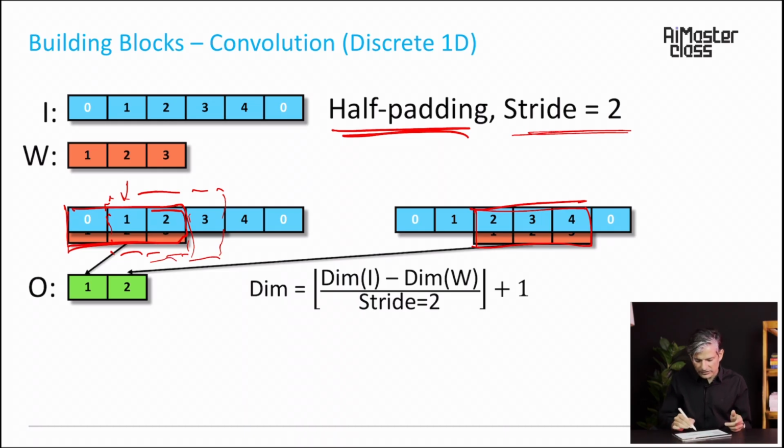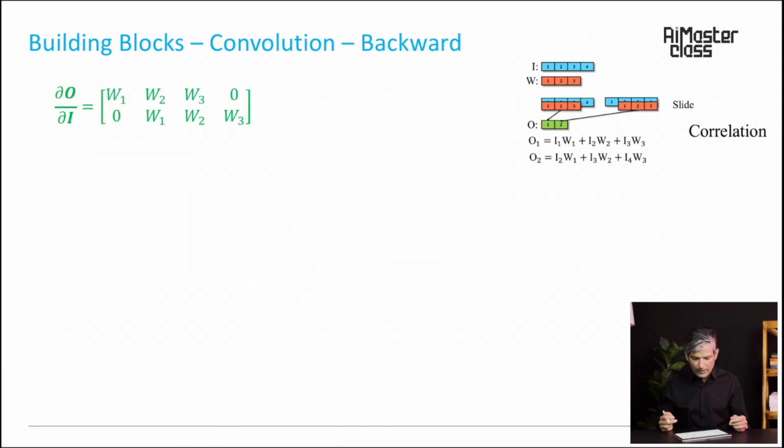So, and then the size of output would be the size of input minus size of your kernel divided by stride, and then plus 1. But you can ignore this. You should just remember the formula without the stride, right? I minus W plus 1. Now, this is really interesting, right?